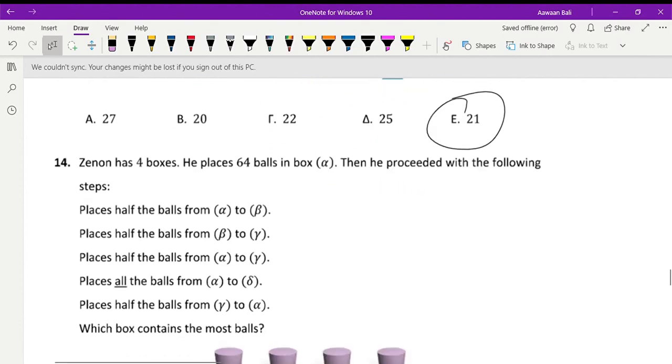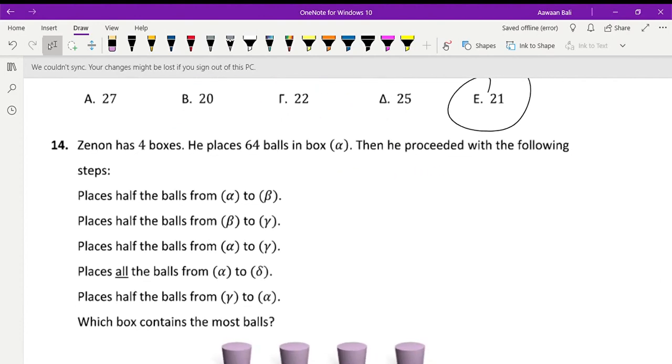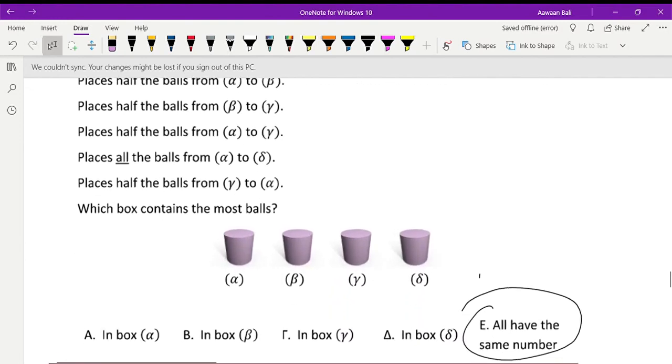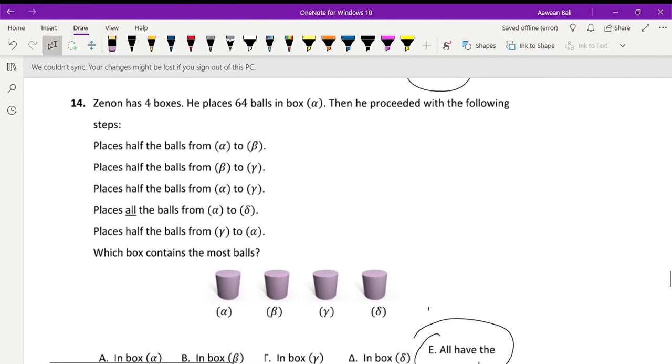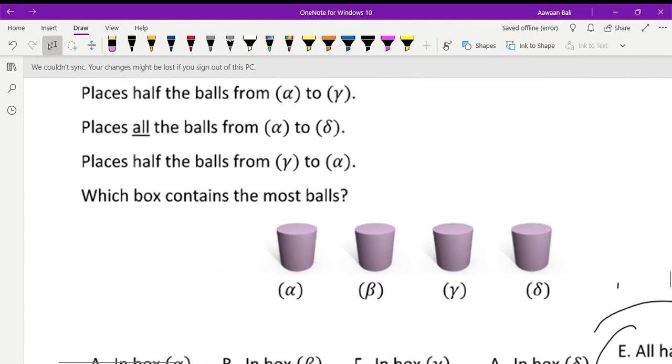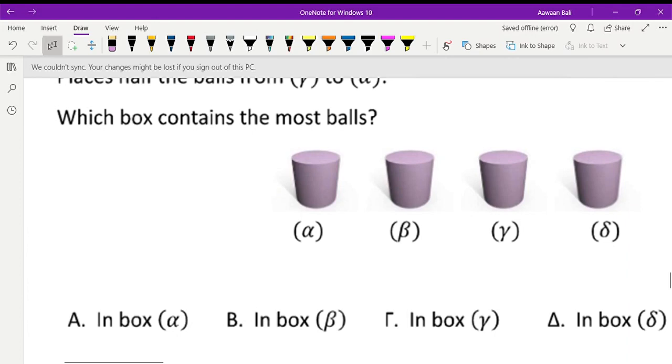Question number 14. Zenon has 4 boxes. He placed 64 balls in box A. Then he proceeded with the following steps. So, place half the balls from A to B, alpha, beta. So if there's 64 already in alpha, that means 32 would go here and 32 would go here.